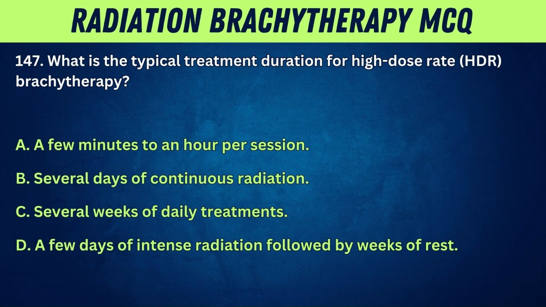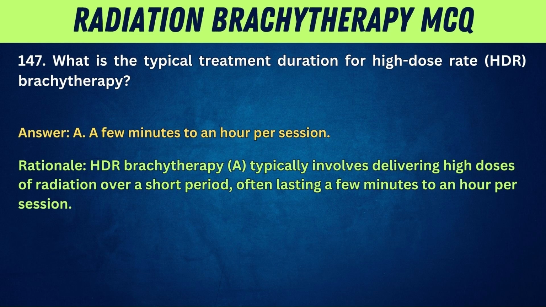147. What is the typical treatment duration for high-dose rate, HDR, brachytherapy? A. A few minutes to an hour per session. B. Several days of continuous radiation. C. Several weeks of daily treatments. D. A few days of intense radiation followed by weeks of rest. Answer: A. Rationale: HDR brachytherapy, A, typically involves delivering high doses of radiation over a short period, often lasting a few minutes to an hour per session.